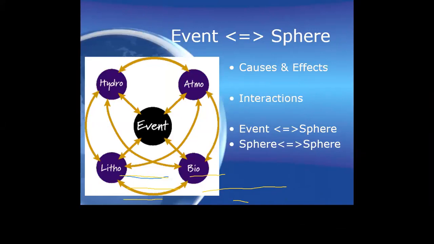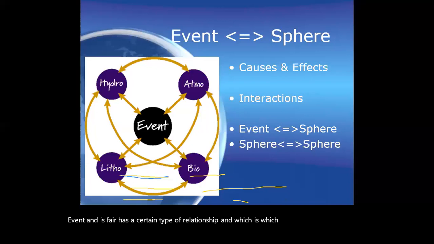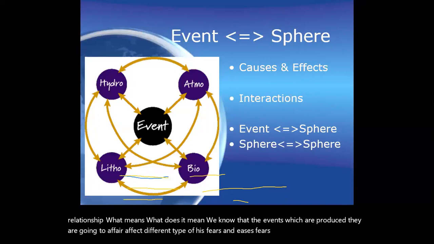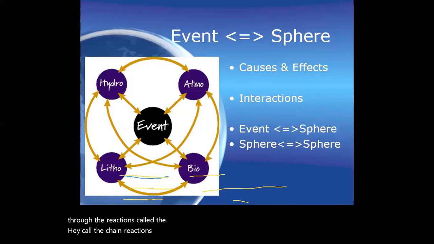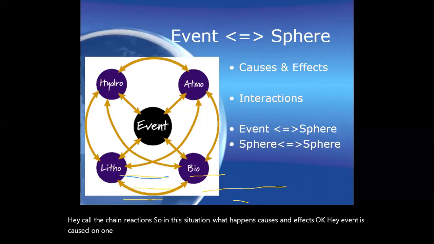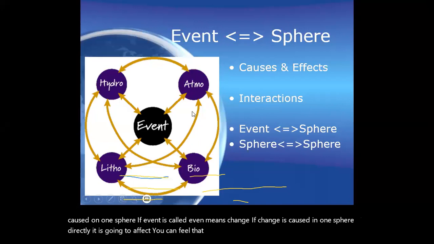So event and sphere have a certain type of relationship, which is a positive type of relationship. What does it mean? The events which are produced are going to affect different types of spheres, and these spheres are generally affected through reactions called chain reactions. So in this situation, what happens? Causes and effects. An event is caused on one sphere. If an event, meaning a change, is caused in one sphere, directly it is going to affect others. You can see that there is a puzzle type of structure over here.